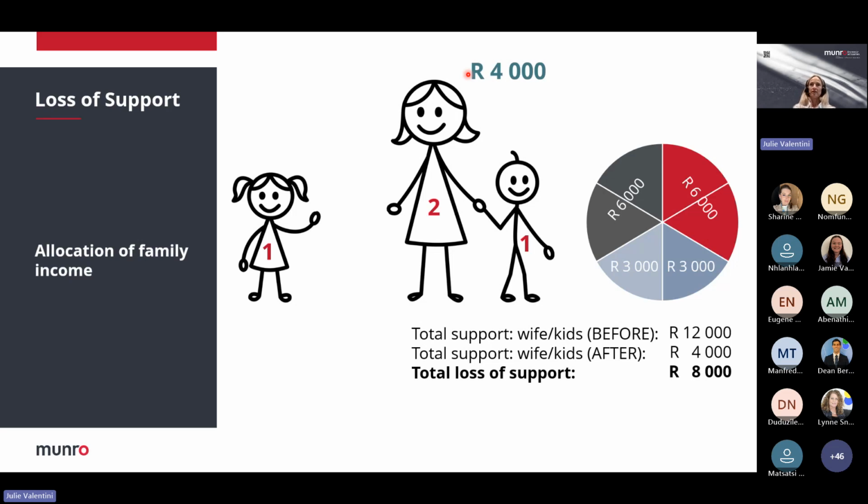So in this case, the surviving spouse's earnings are 4,000 Rand, but her support was 6,000. That's what she was getting before the accident. So she must use all of this towards her own support, and she doesn't have enough. There's a 2,000 Rand loss of support because she can only meet 4,000. So her loss is 2,000. But now all her earnings have been used up to support herself, so the children have suffered a full loss of 3,000 each, so a total of 6,000. So you can see that the loss of support of 8,000 is split, 2,000 to the mother and 3,000 to each child.